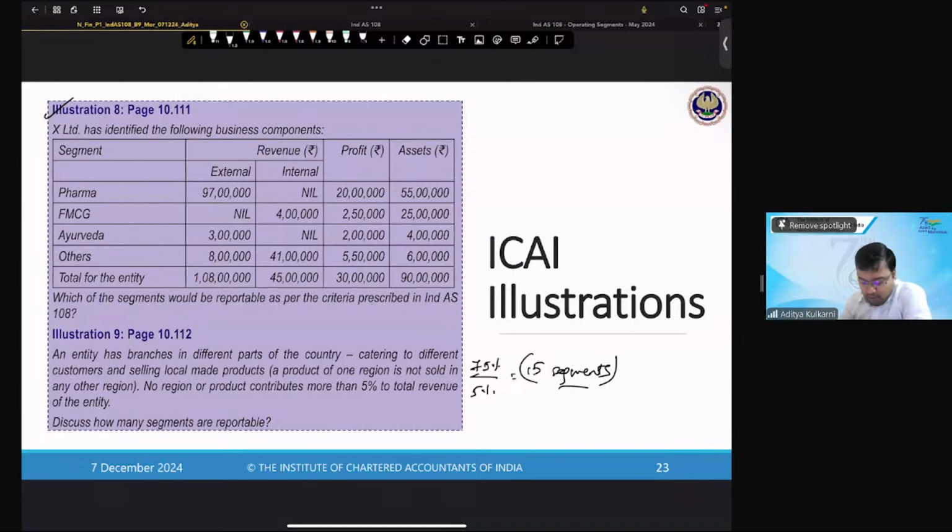Yes, sir. There is no other option either. Nothing else is there as an option. So based on the given data, it is 15.